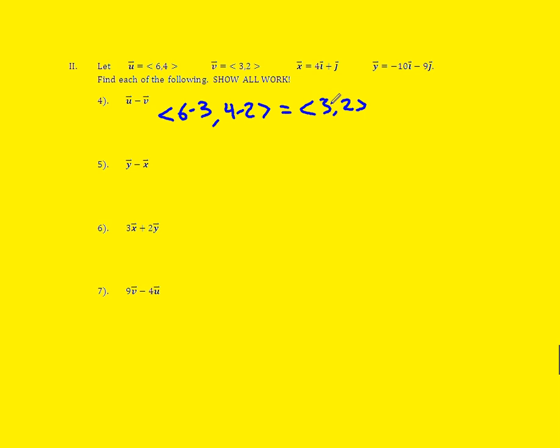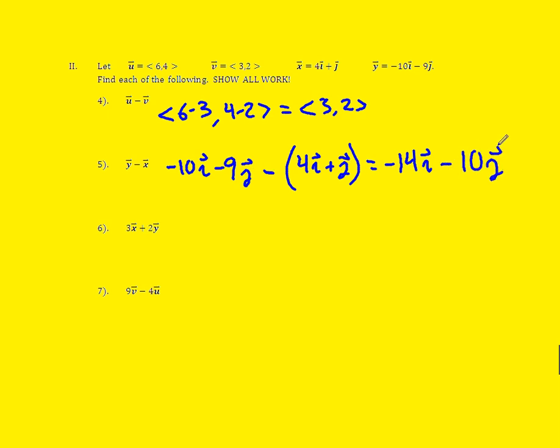Okay, y minus x. So for this one, I'm just going to kind of look and see, well, this is in the linear combination mode. So we just need to go and actually write it out. Negative 10i minus 9j, that's y, minus the entire thing of 4i plus j. So we're going to have to distribute that negative sign when we do this. In the end, negative 10i minus 4i, so we have negative 14i. And then negative 9j minus another j will give me negative 10j.